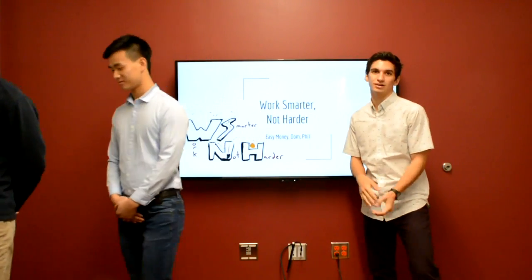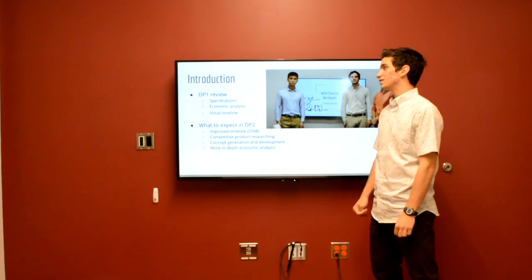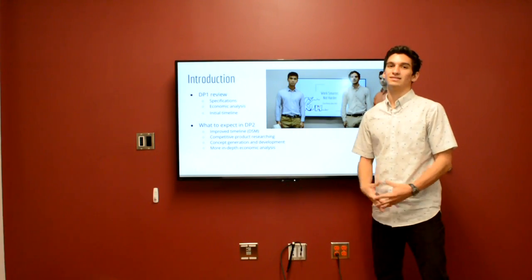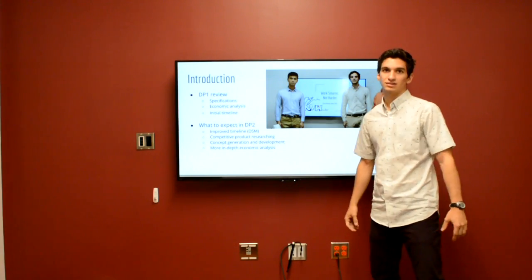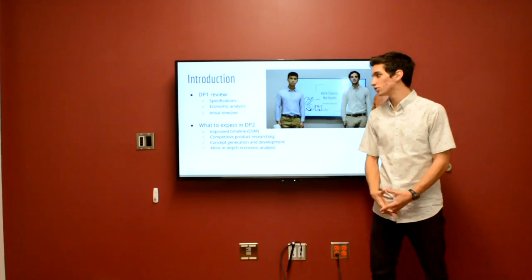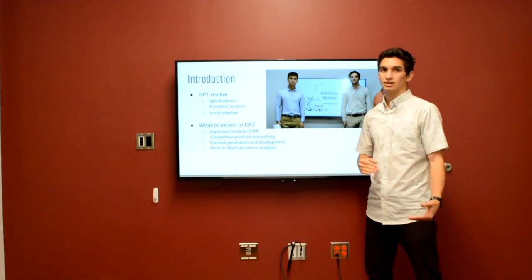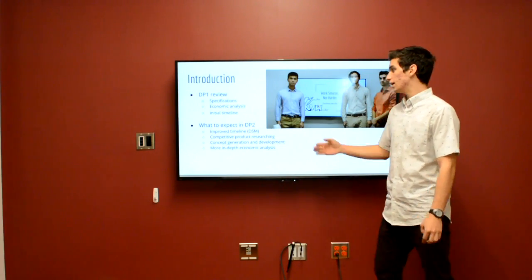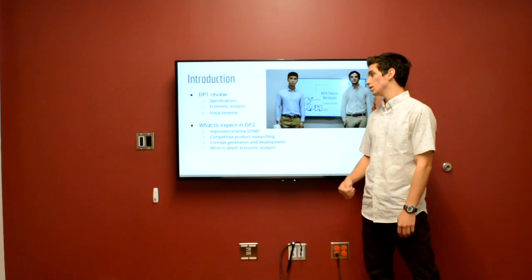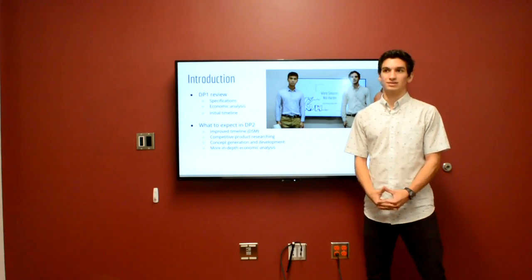Alright, now before we get started, I'd like to review a bit of DP1. In DP1, we established specifications, performed an economic analysis, and set up an initial timeline for our product's development. In DP2, you will see our improved timeline, our research that we've done on other products in our area, and how we developed our concept and generated our concept, as well as an in-depth analysis of the economics.